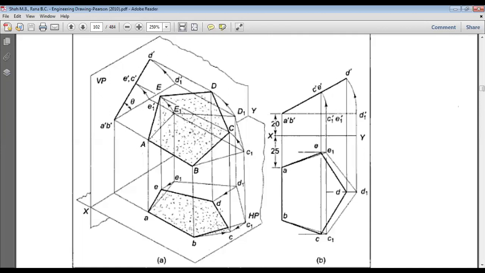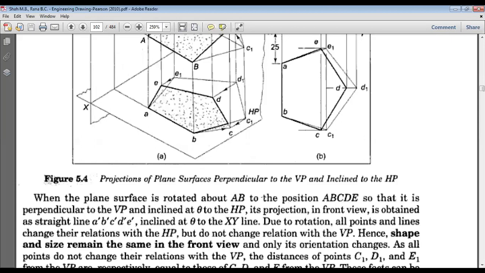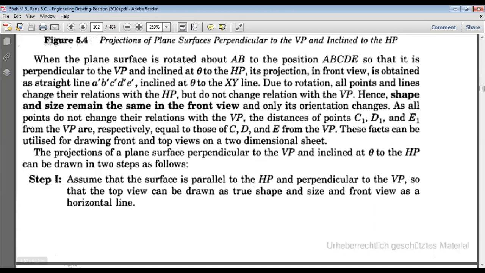So how to draw this type of figure? In the assignment itself I have given the same things. In order to draw this type of figure, let me tell you, there are steps. When the plane surface is rotated about AB to the position ABCDE, so that it is perpendicular to the VP and inclined at theta to the HP. Step 1: assume that the surface is parallel to the HP and perpendicular to the VP, so that the top view can be drawn as true shape and size, and the front view as a horizontal line.